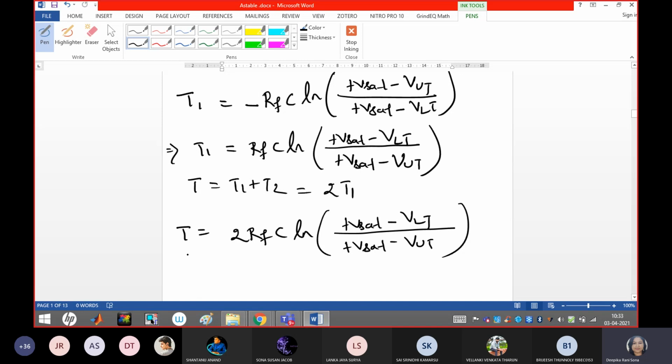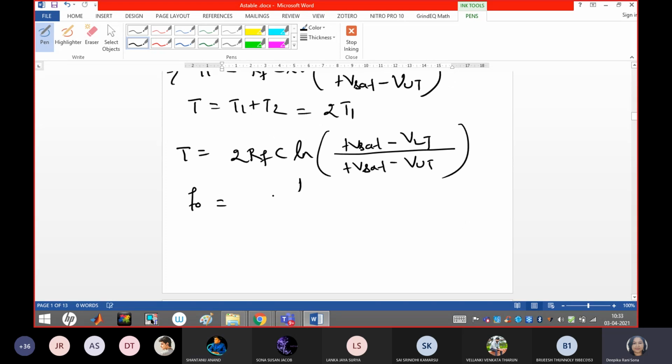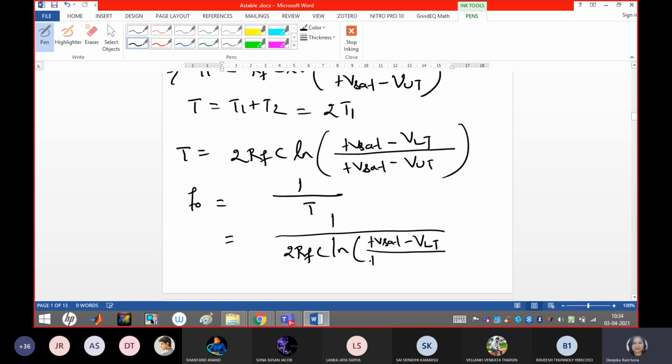If the time period is this one, what about the frequency of oscillation? 1 by T, which is 1 by 2 RFC ln plus Vsat minus Vlt whole divided by plus Vsat minus Vut. You just remember this thing, guys. So if I represent this F naught equal to 1 by the whole term, ln plus Vsat minus Vlt whole divided by plus Vsat minus Vut.